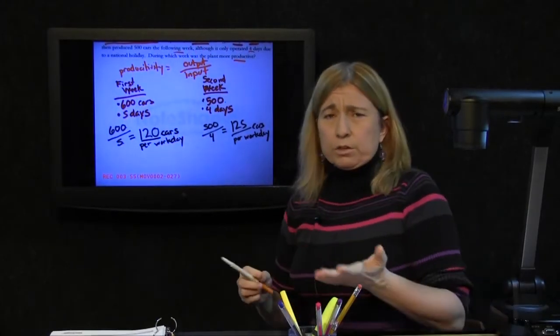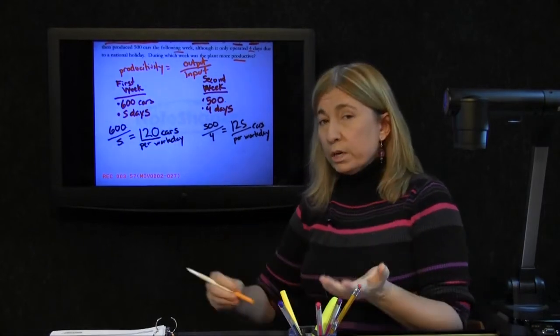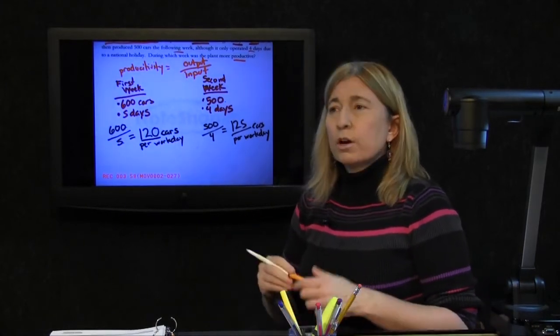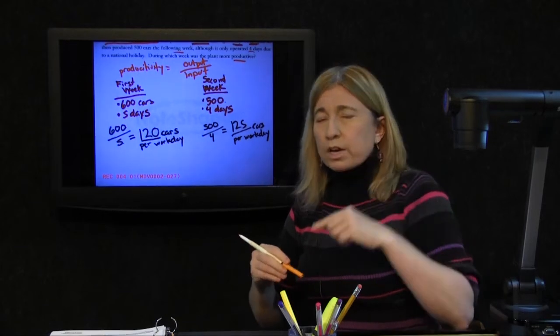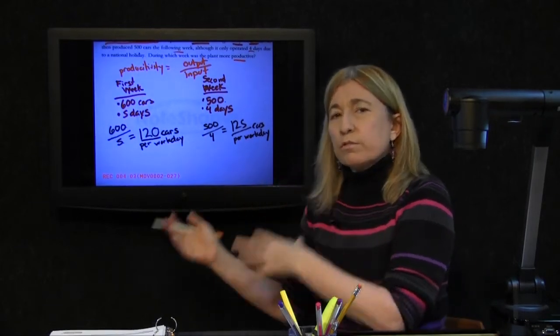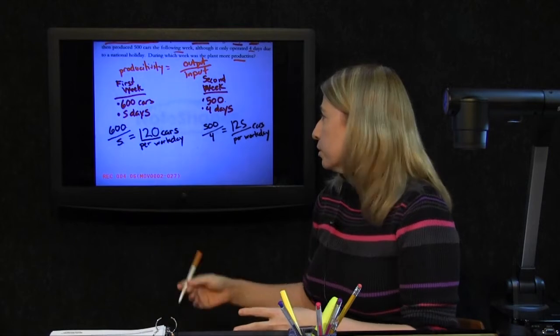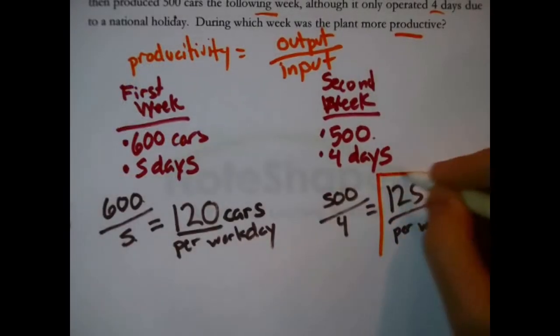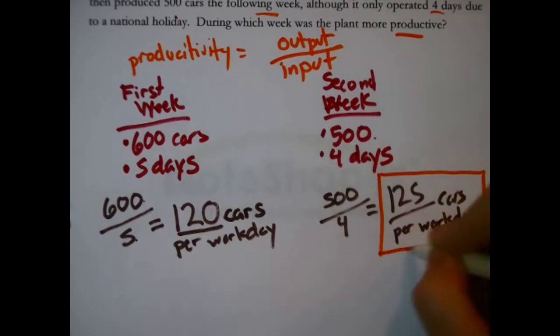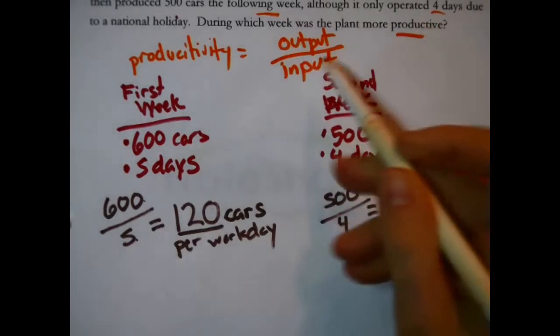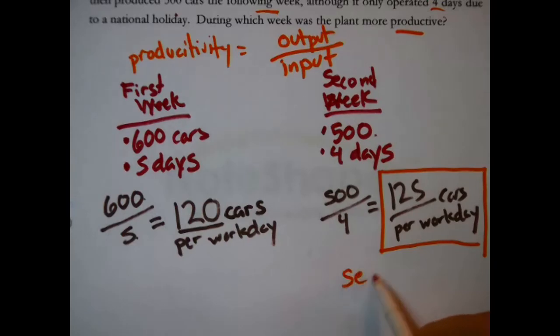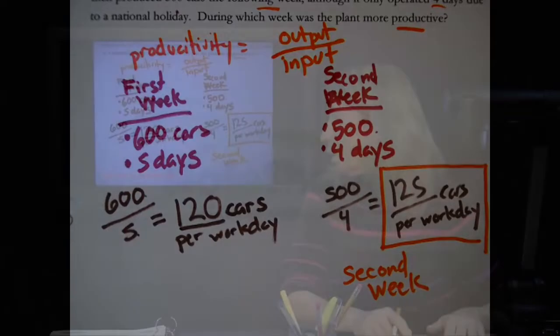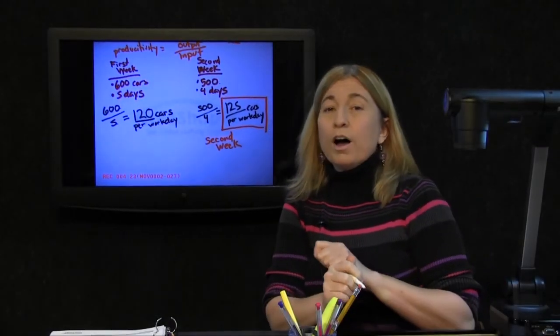I want to answer the question, and it's asking during which week it is more productive. Remember, with productivity measures, however you calculate them, you're always looking for the larger number that's more productive. 120, 125. That's the larger number. So the answer to the question is the second week. During the second week, it was the most productive.